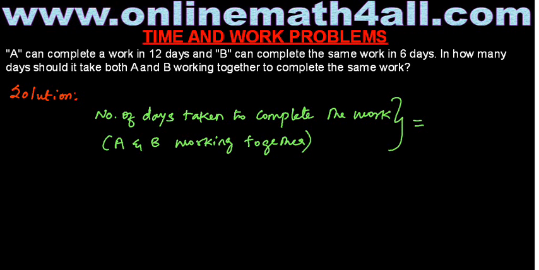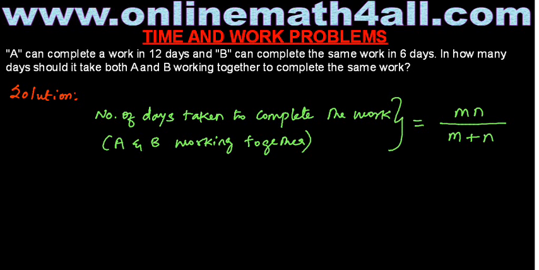I'll show you how to solve this one. For the number of days to complete the work with A and B working together, the trick we are going to apply is a simple formula: mn over m plus n. So this is the answer for the number of days taken to complete the work where A and B are working together. Here the students may have a question: what does m stand for, what does n stand for? Where do we get this m, where do we get n?